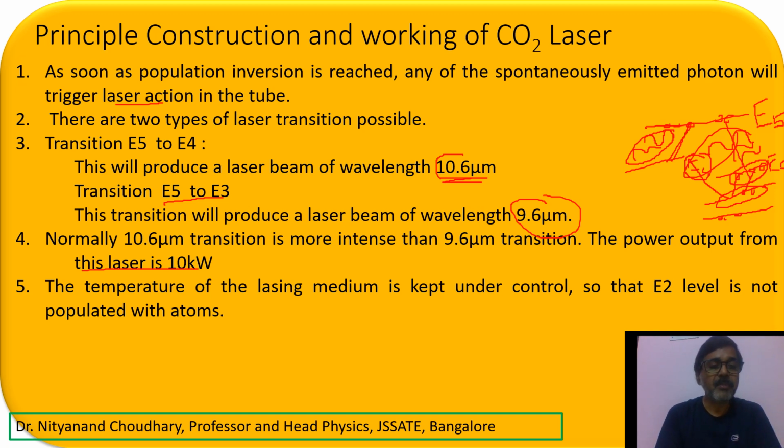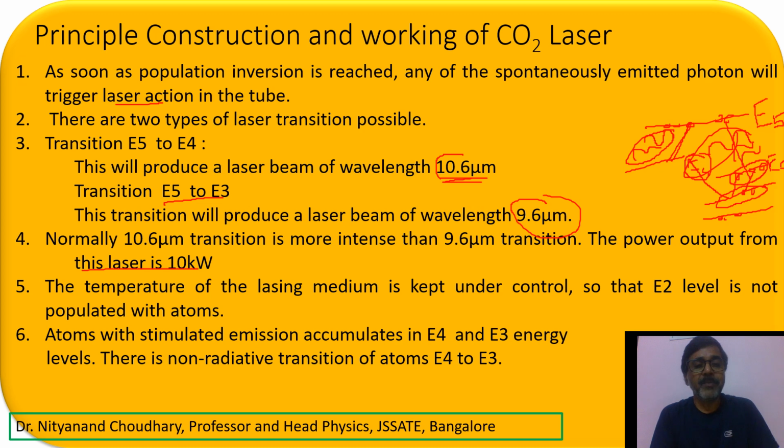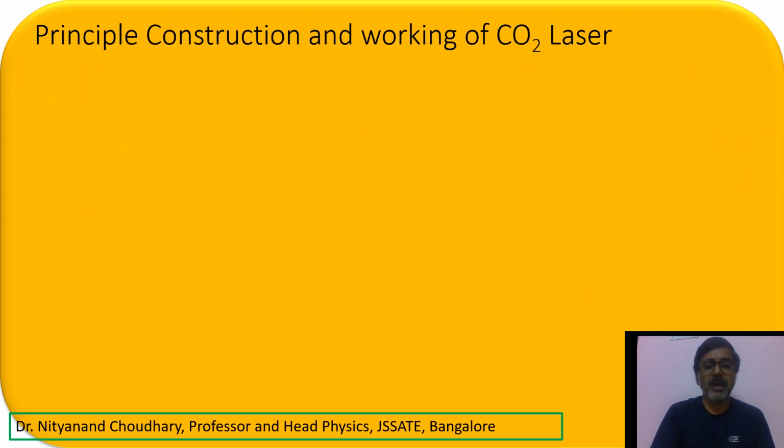Now next one, the atoms with the stimulated emission accumulate in the E4 and E3 energy levels. There is a non-radiative transition from E3 to E2. From E4 to E3, it will come off without any non-radiative transition, because they are very, very close.